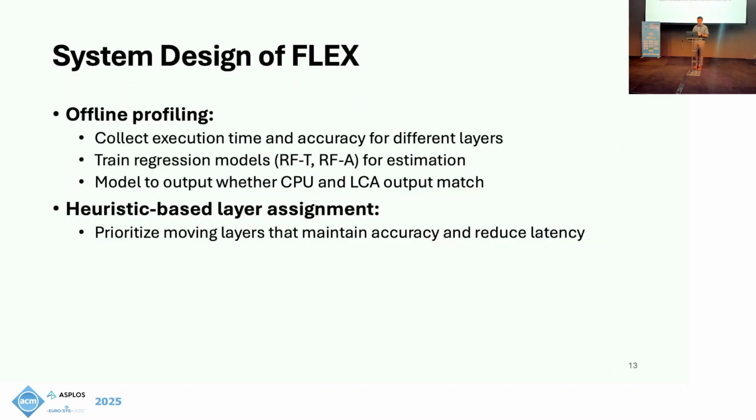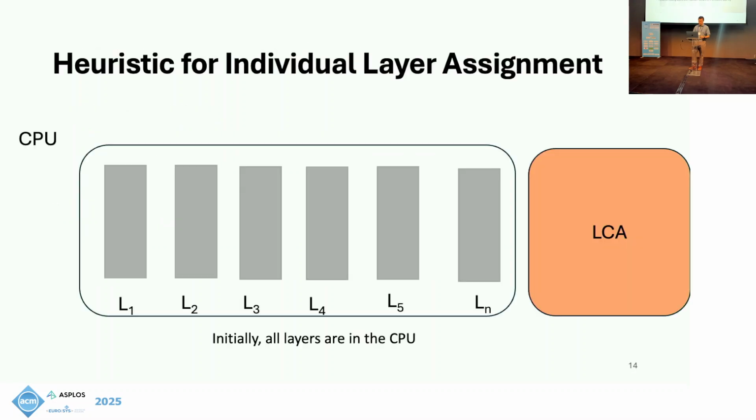Our design begins with offline profiling, where we collect performance and accuracy metrics for each layer. We train two regressors offline, RFT and RFA, to estimate the inference time and accuracy of each layer. During inference, Flex first checks whether the CPU and LCA outputs match. If yes, we move those layers to LCA. Otherwise, we only move them if the accuracy constraint is still satisfied. So let's next see the heuristic in detail.